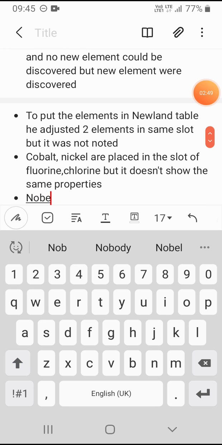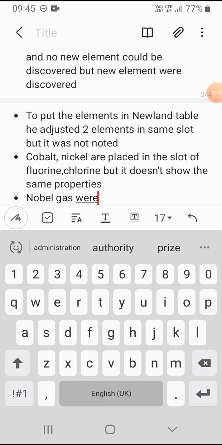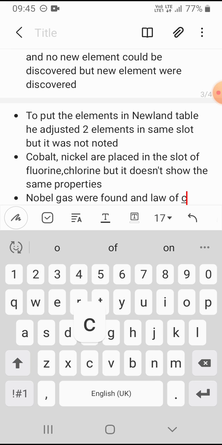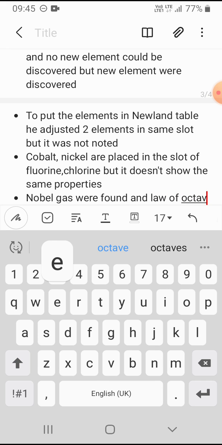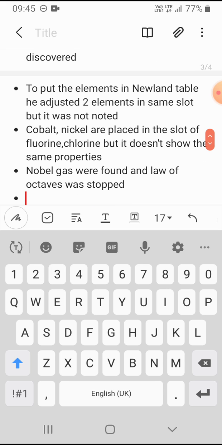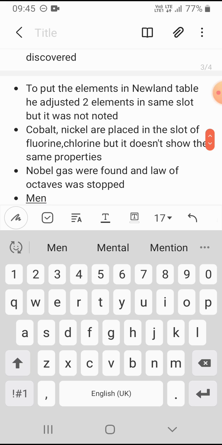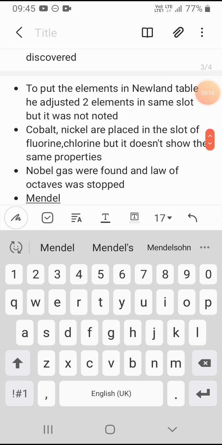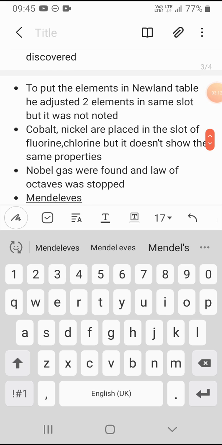After that, noble gases were found, and the law of octaves was stopped. Next, who came after is Mendeleev's periodic table.